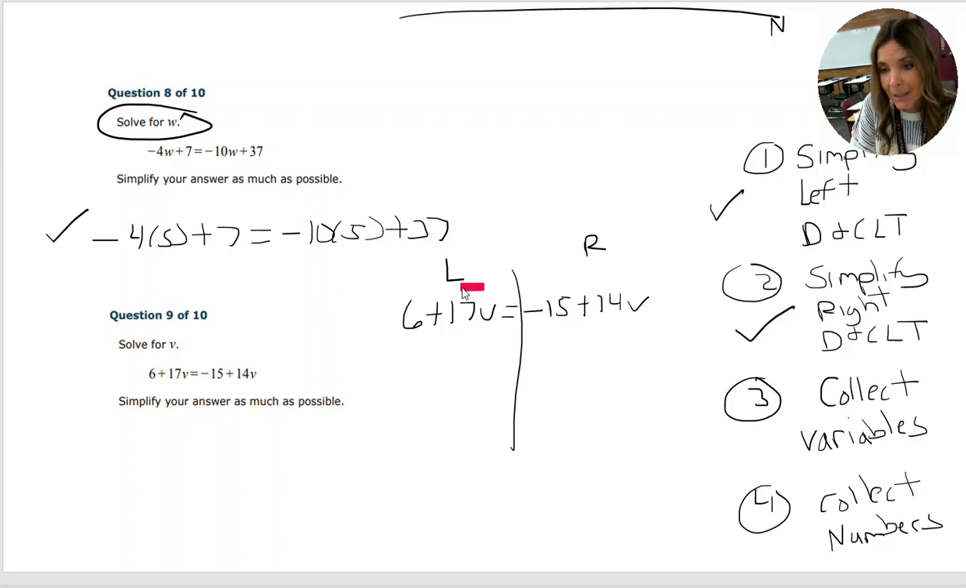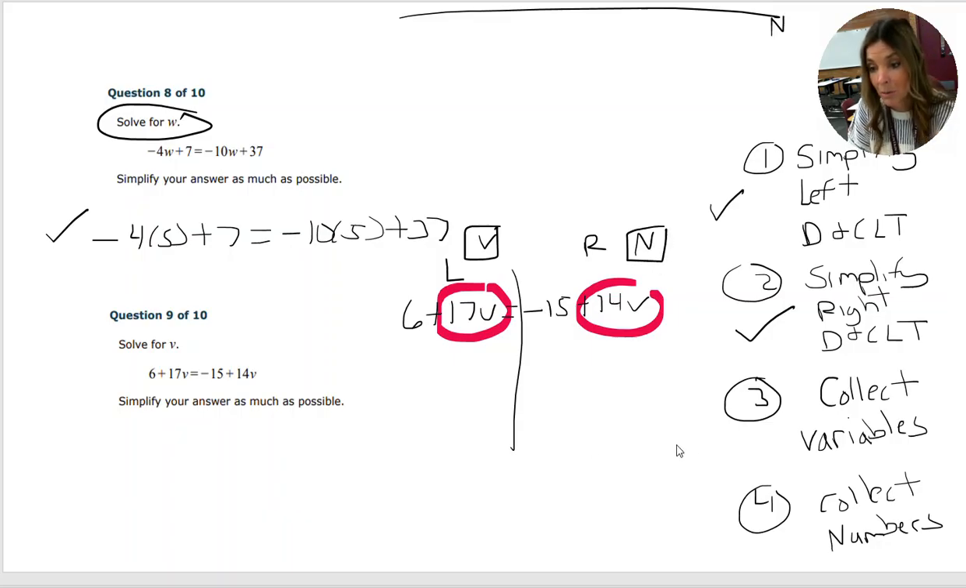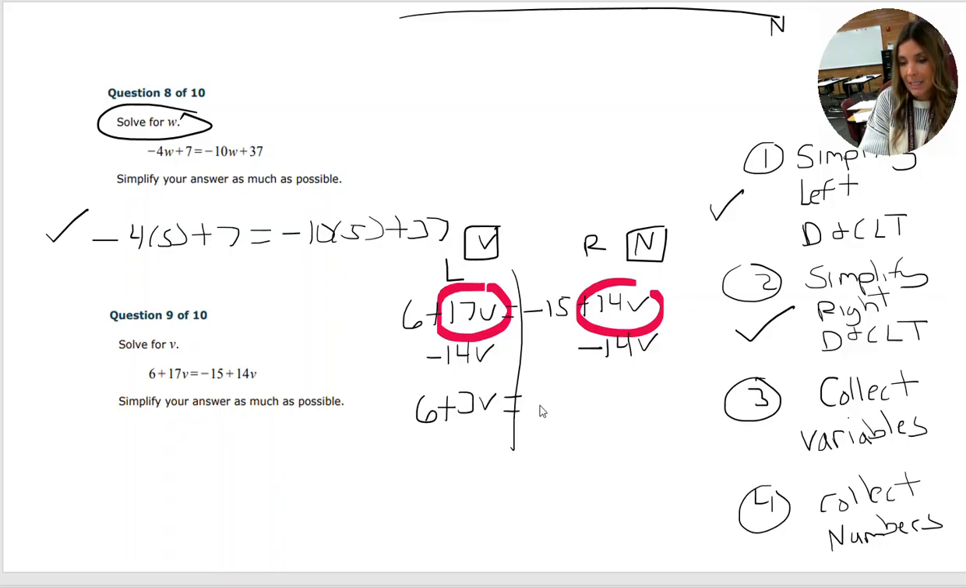Next step, collect my variable terms on the left side. I'm going to bring all of my variable terms to the left, and that means I'm going to bring all of my numbers to the right. If we look at our right side, it's our number side, and we've got a variable term there. We don't want that 14v on the right side, so we're going to subtract 14v from both sides. So 6 plus 3v is equal to negative 15.